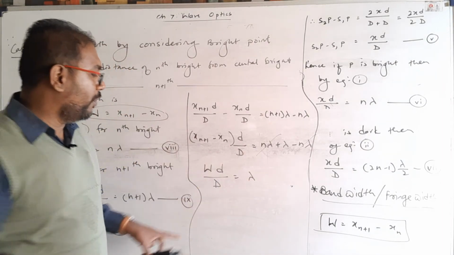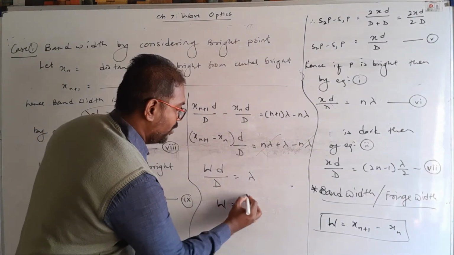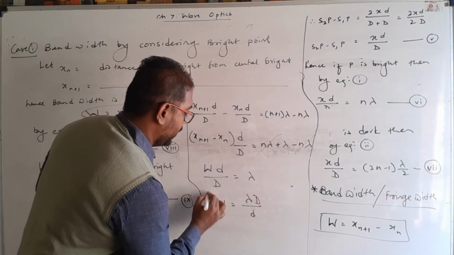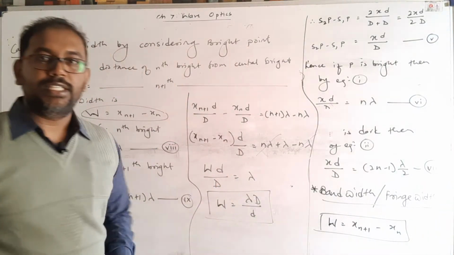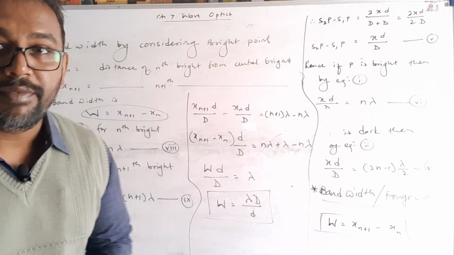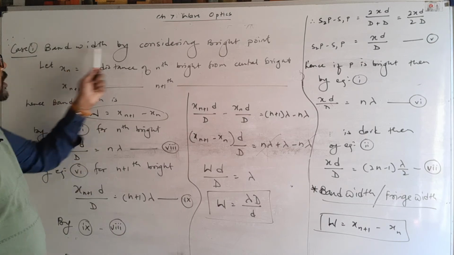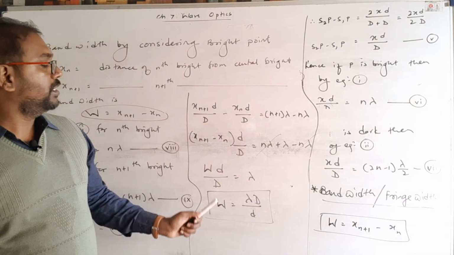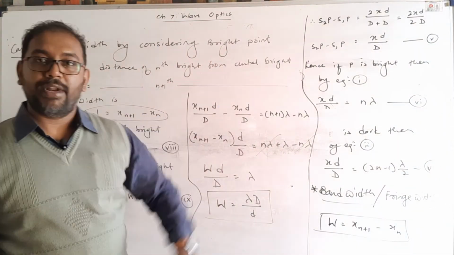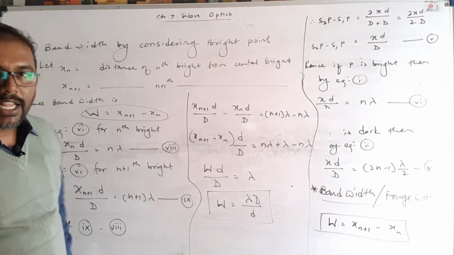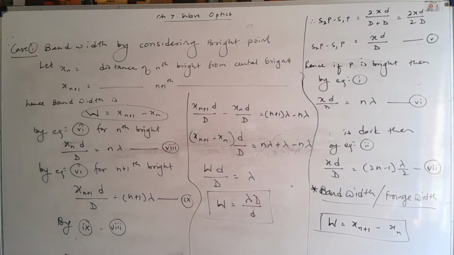And this bandwidth formula we can write as W is equal to lambda into capital D by small d. So this is the expression for bandwidth. I hope everyone understood how we get the bandwidth expression. Here I obtained bandwidth by considering bright points. In a similar manner we can obtain bandwidth by considering dark points also. So I will make the changes here in case 1. I hope everyone understood case number 1.